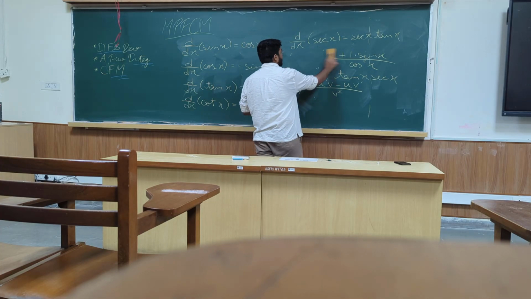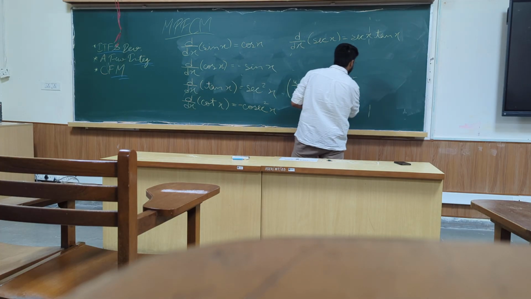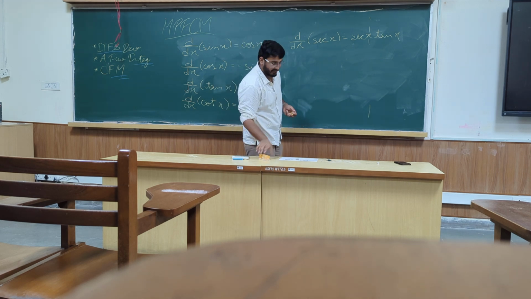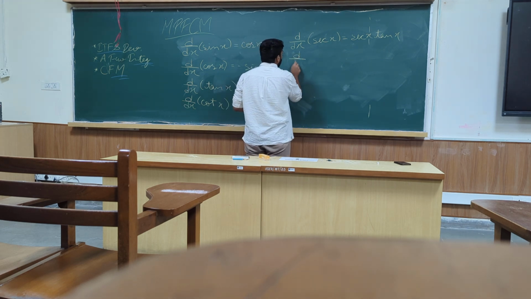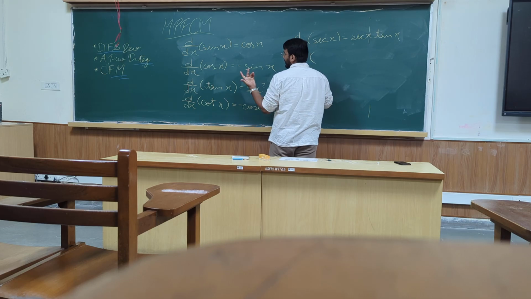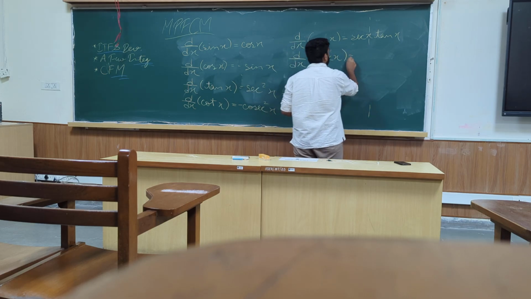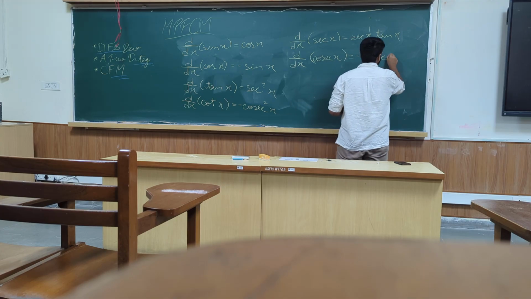So I need you to practice these as well. So try to remember it, but in case you forget these in the examination, you should be capable of deriving them on your own. So we have d over dx of cosec x. And what's the derivative of cosec x? Minus cosec x cot x.